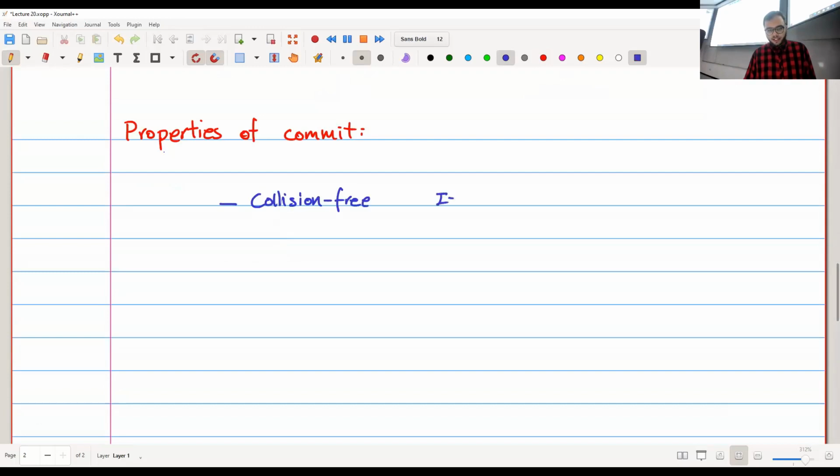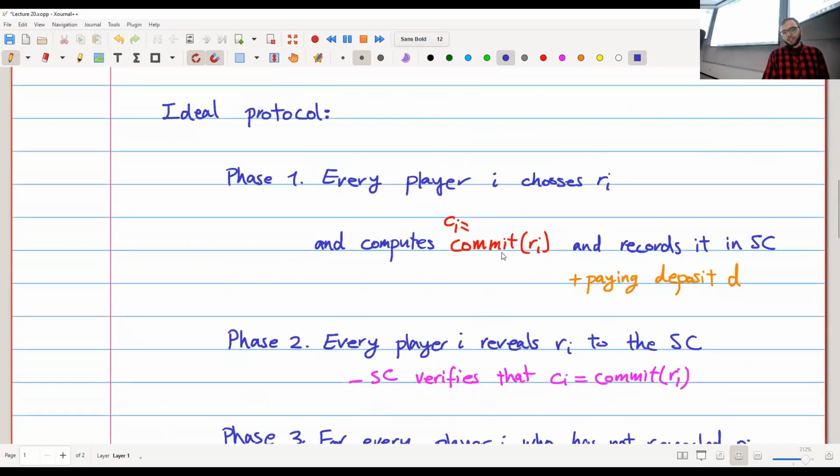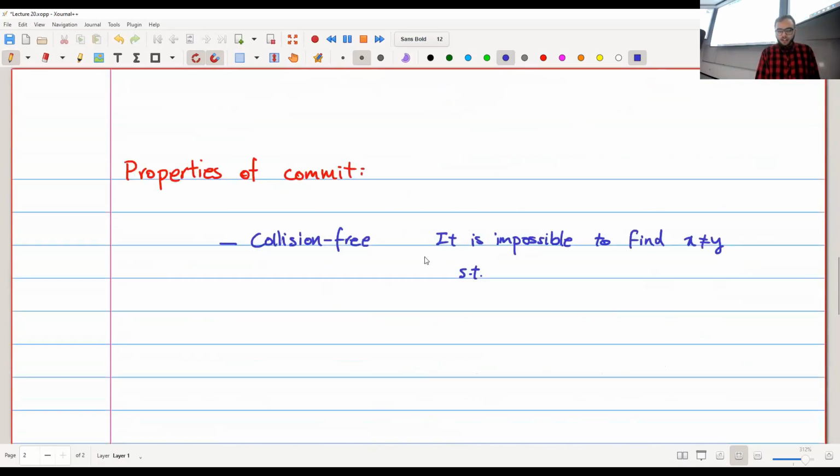And this means that it is impossible. And by impossible, again, I mean impossible in the lifetime of the universe or something like that, not mathematically impossible. So it is impossible to find two values, x and y, that are not the same, such that the hash of x is equal to the hash of y, but here I'm not talking really about a hash function, I'm talking about a commitment function. So I just want to write some desired properties for this commitment function. So I want to say it is impossible to find two values such that commit of x is equal to commit of y.